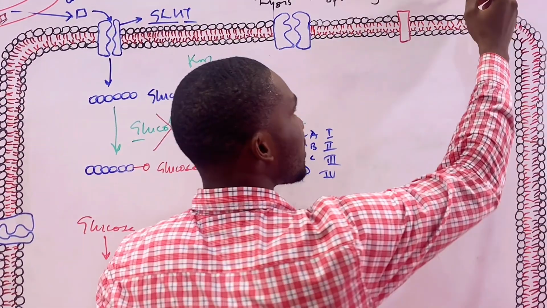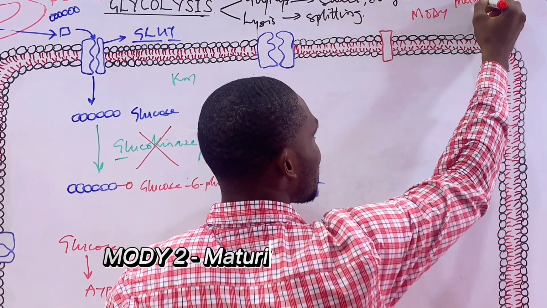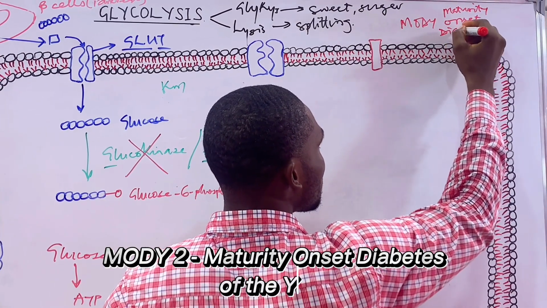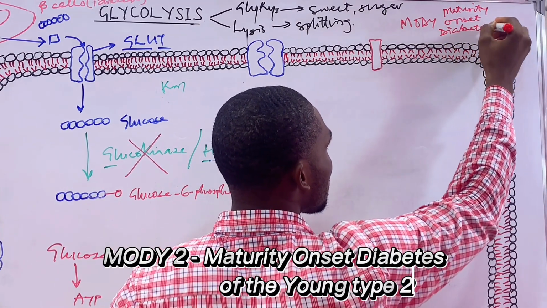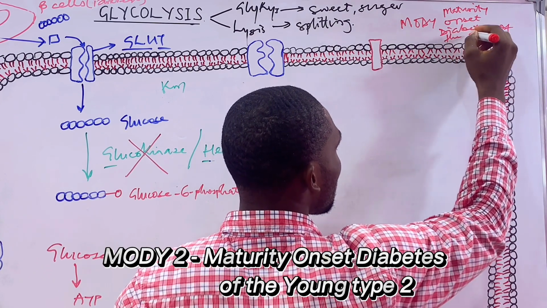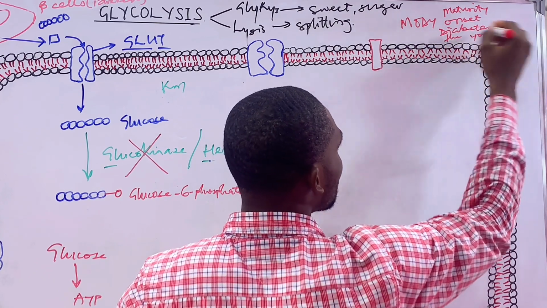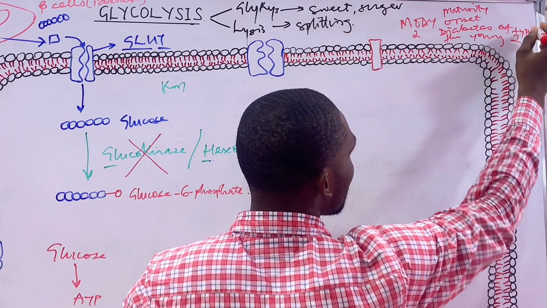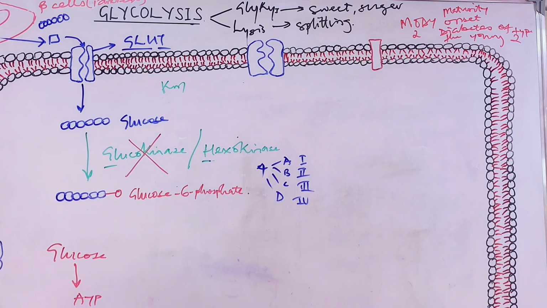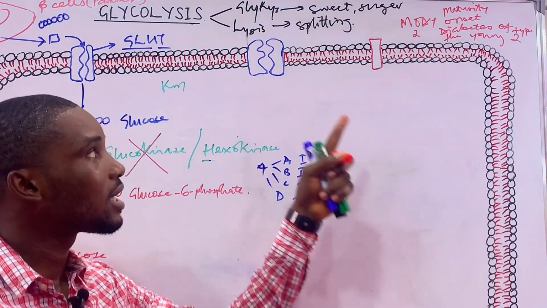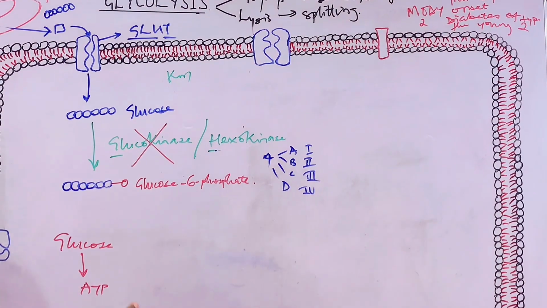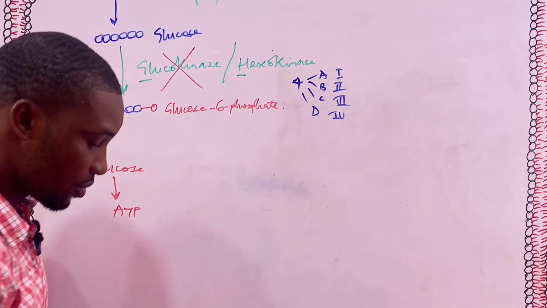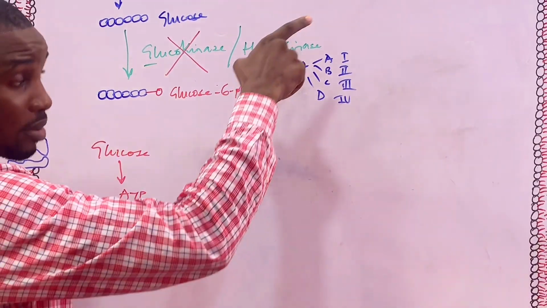So that's why these patients will have deficiency of insulin and then they have a condition called what? MODY. Okay, that's maturity onset diabetes of the young, type 2. So this is MODY 2. That's type 2. Okay, so they have maturity onset diabetes of the young, type two, whereby they don't produce what? Insulin. You eat, they don't produce insulin. Okay, I know it's a form of diabetes.